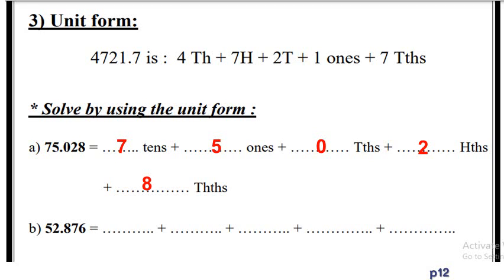Excellent. And now in letter B, 52.876 equals dots plus dots plus dots plus dots plus dots. And now let's name the houses. We have here the decimal point.